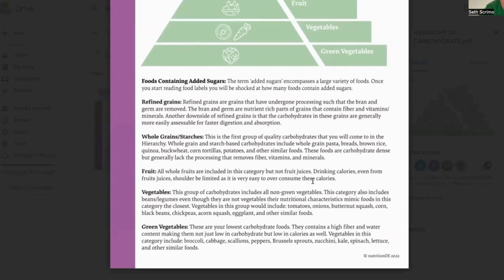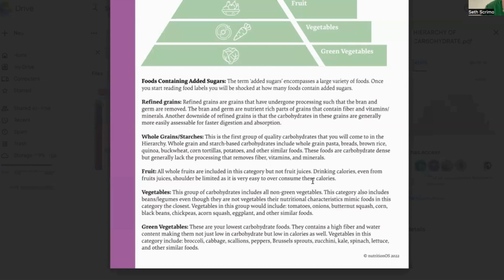We have our refined grains, right? Refined grains are grains that have undergone processing such that the bran and germ are removed. The bran and germ are nutrient-rich parts of grains that contain fiber and vitamins and minerals. Another downside of refined grains is the carbohydrates in these are generally more accessible for faster digestion and absorption, right? We have our whole grains and starches. This is the first group of quality carbohydrates that you will come to in the hierarchy. Whole grain and starch-based carbohydrates include whole grain pasta, breads, brown rice, quinoa, buckwheat, corn, potatoes, and other similar foods. These foods are carbohydrate dense, but generally lack the processing that removes fiber, vitamins, and minerals.